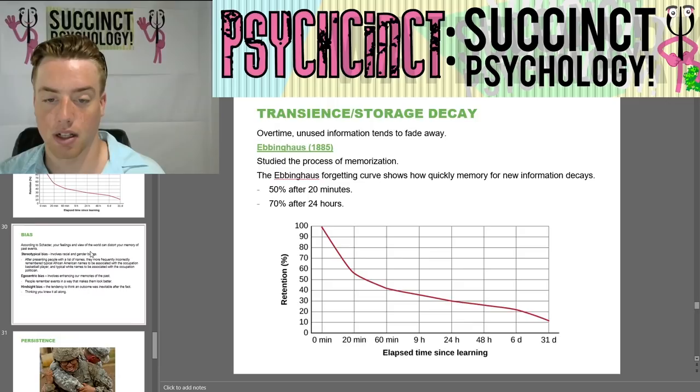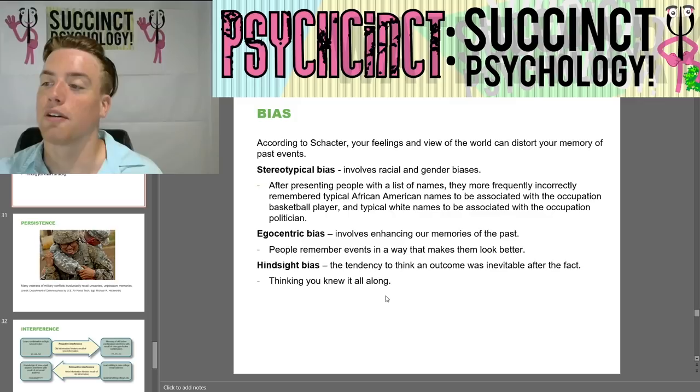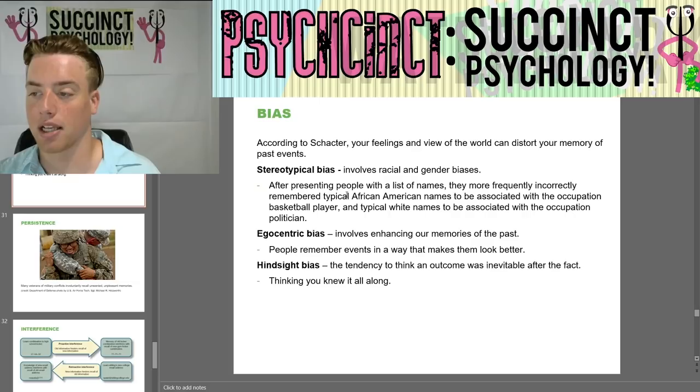So, bias. According to Schachter, your feelings and view of the world can distort your memory of past events. So, stereotypical bias involves racial and gender biases. After presenting people with a list of names, they more frequently incorrectly remember typical African-American names to be associated with the occupation basketball player, and typical white names to be associated with the occupation politician.